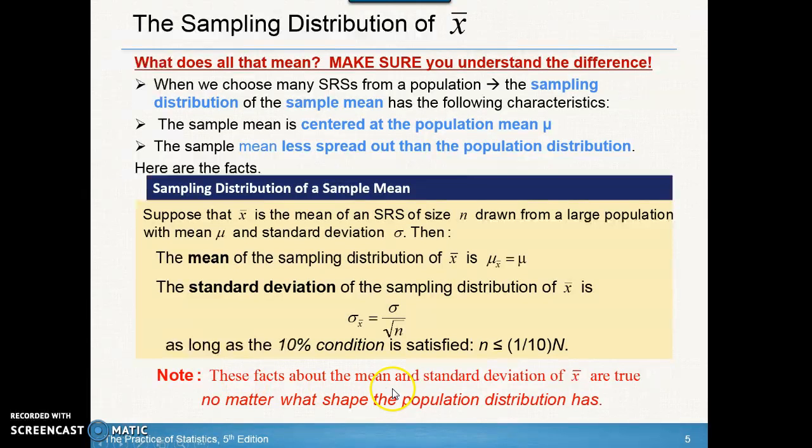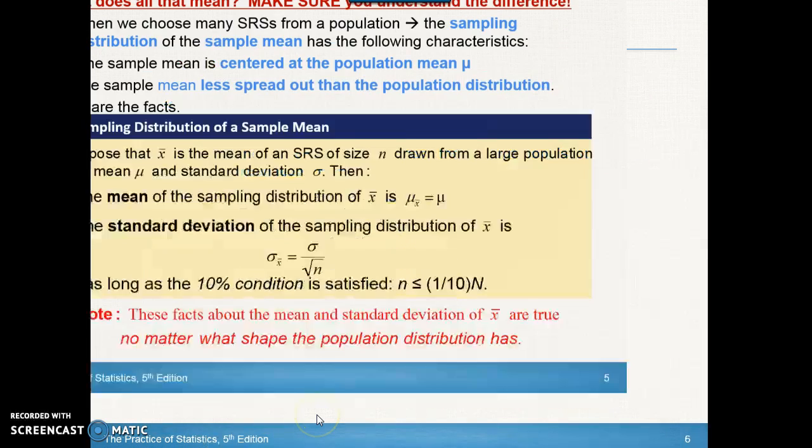All right, so what does this mean? These facts are true about the mean and standard deviation of X bar, or your sampling distribution, no matter what shape the population distribution has. So that basically means if my population distribution is highly skewed to the right or skewed to the left, or has some crazy shape, when I create a sampling distribution and take the averages, I'm going to get a graph that has a mean that's the same as the population mean and a standard deviation that's the population standard deviation divided by the square root of n. Okay?